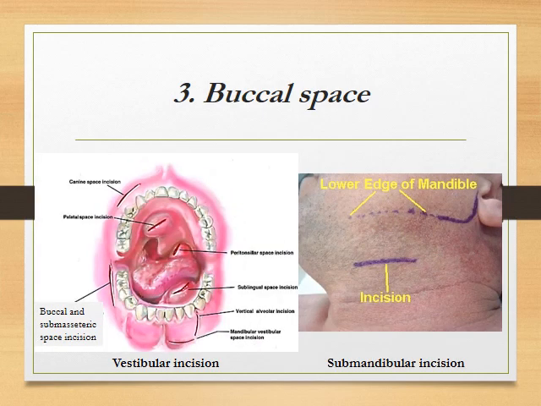What is the surgical approach? The surgical approach to buccal space infection is either an intraoral or extraoral approach. Intraoral, through a vestibular incision. Why?